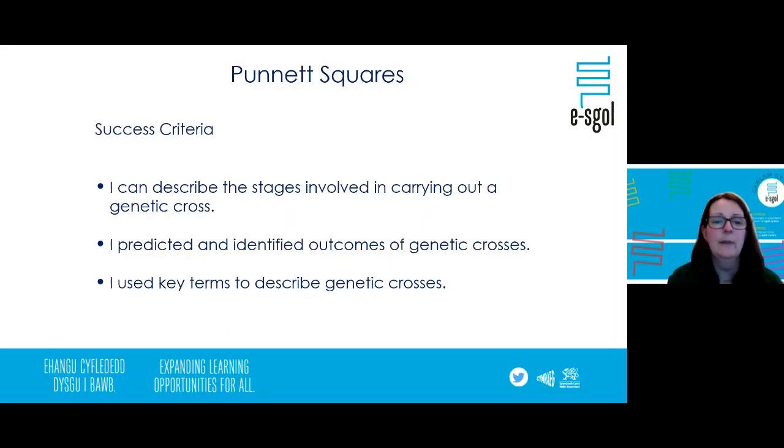Okay, so in this session then, we've looked at some of the stages in carrying out a genetic cross. You've been able to predict and identify some of the outcomes of genetic crosses and used those key terms throughout to describe genetic crosses. And I think that's really important, that the more practice you have of past paper questions, make sure that as you go through them, that you use the terms as often as you can to help you to get a deeper understanding of those questions that you are answering.